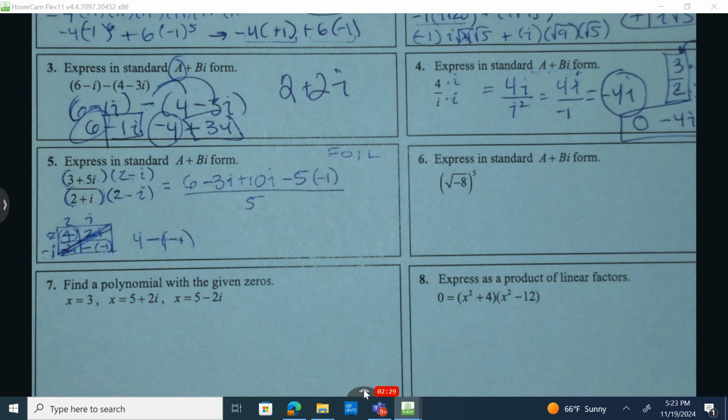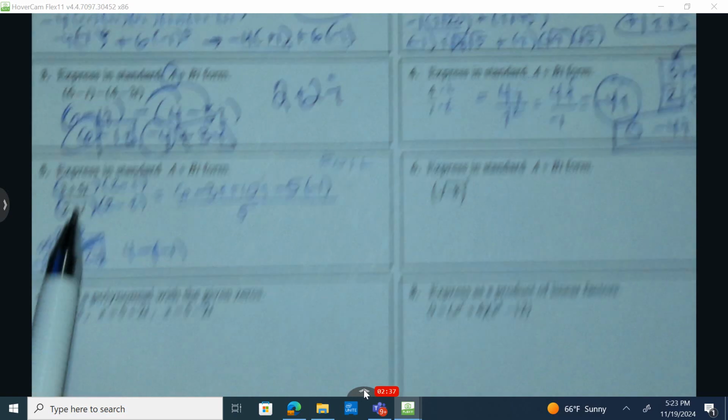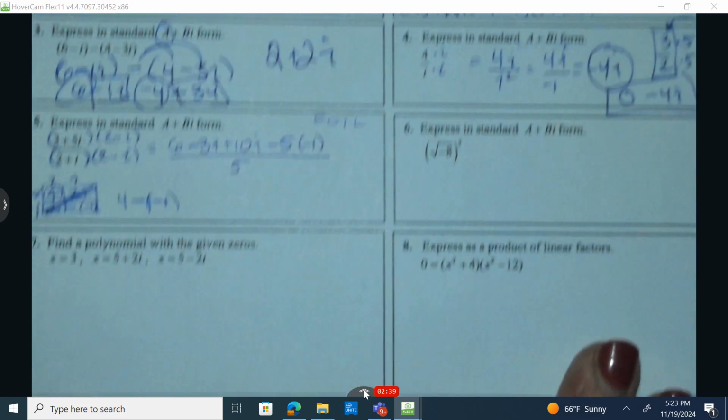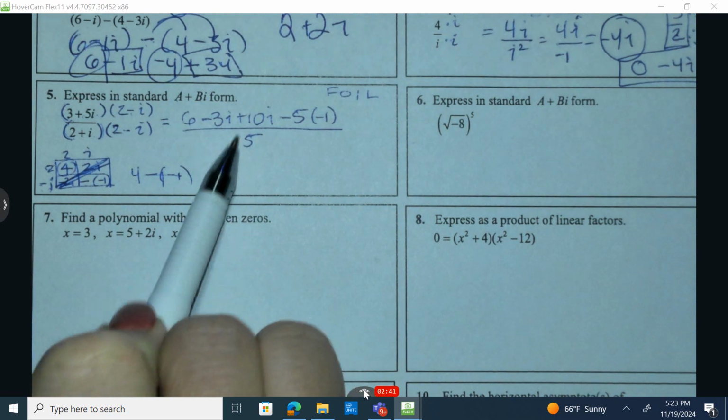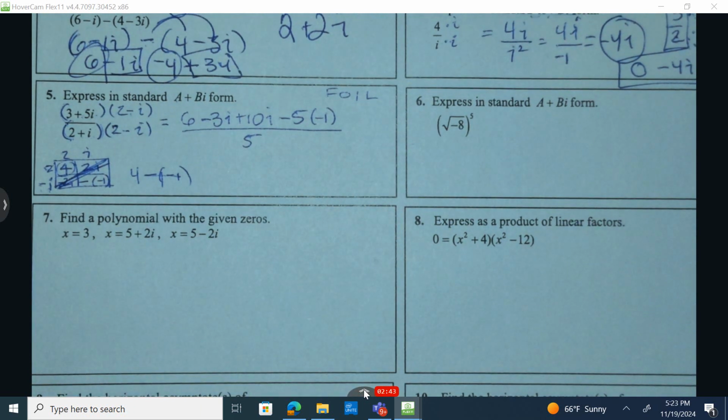I'm trying to find another way for us to express this. And in doing so, we can have a fraction, but it cannot have any i's in the denominator. Notice how there's an i in this denominator and there's an i in this denominator. So if there is a fraction, it has to be a real number on the bottom.